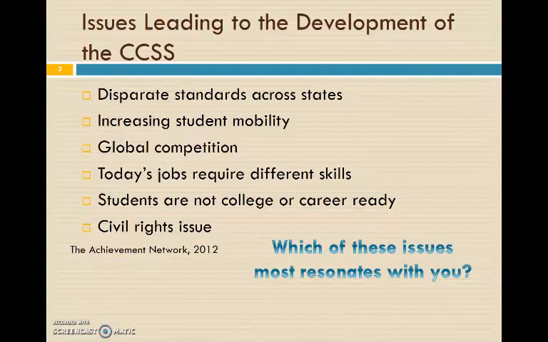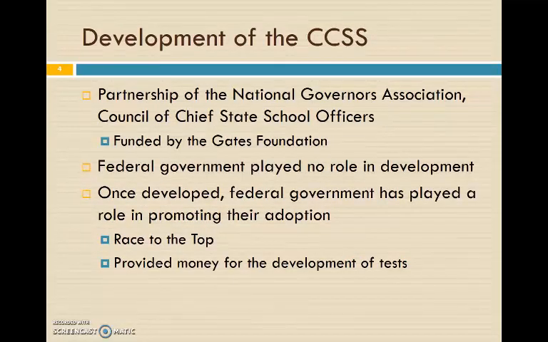Do you work with high school students? Do you feel like a bulk of them are ready for what the demands of college or the workplace look like? So how did this development come into place? Well, this again was a partnership of the National Governors Association and the Council of Chief State School Officers.